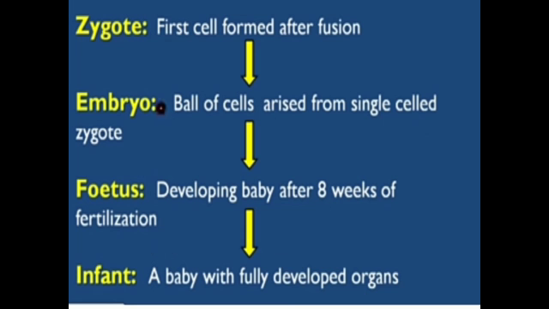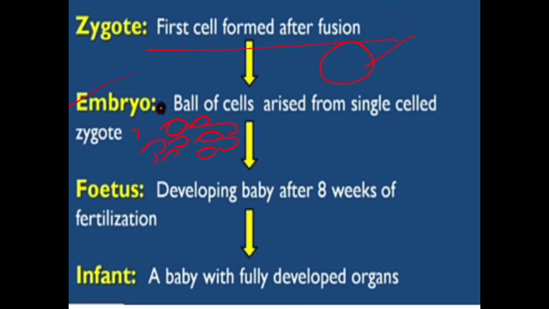If you see, this is the process of internal fertilization. First, the zygote is produced, that is, when the sperm and egg fuse, it produces the first cell, that is the zygote. So the zygote is the first cell formed after fusion. Then balls of cells arise from the single celled zygote, small balls of cells arise from this single celled zygote. We term it as embryo.